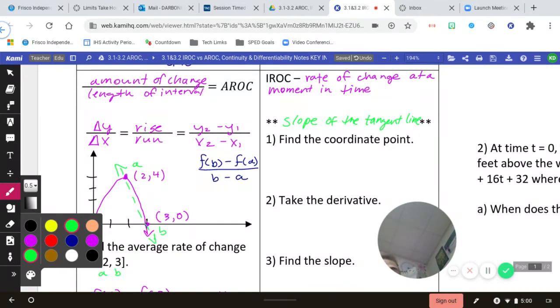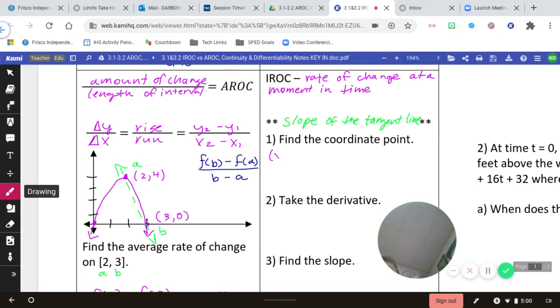To find IROC, this is kind of our process. You've actually been finding IROC before. Now we're just going to put it into more of a step-by-step process. So the first thing I need to find is my coordinate point. So I need an x comma y point. You're probably going to be given it, or you might just be given an x value.